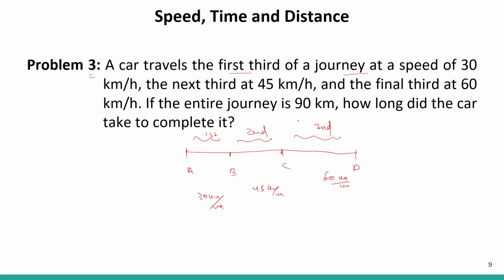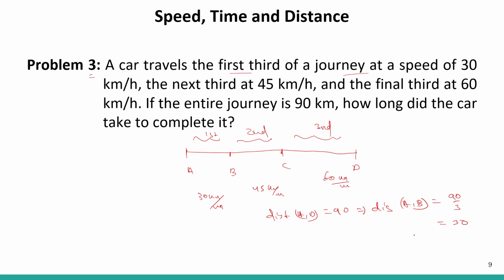Okay, if the entire journey is 90 km, so the distance between A and D is equal to 90. So this implies that the distance between A and B will be what? Since it is 1/3, it will be 90 by 3, which is equal to 30.